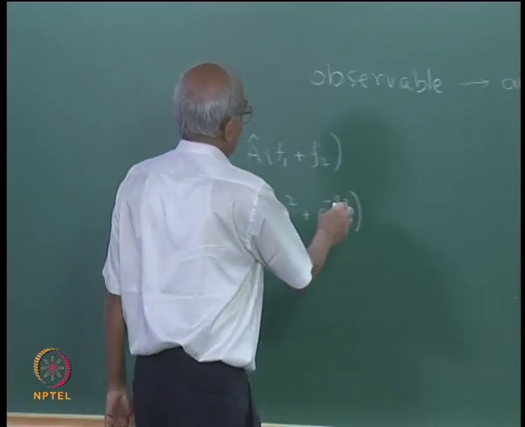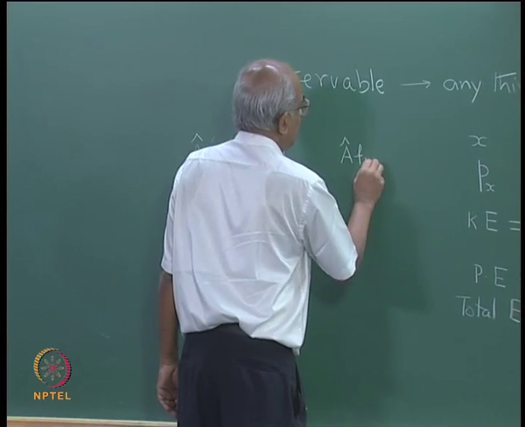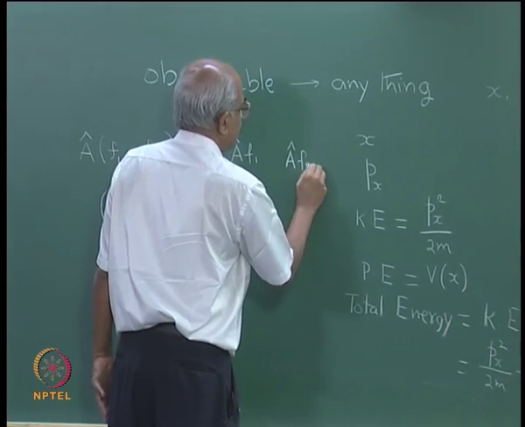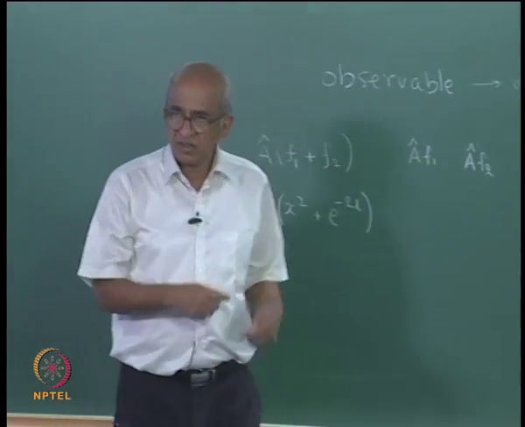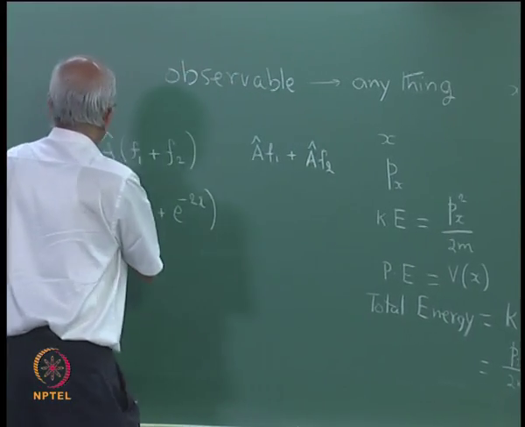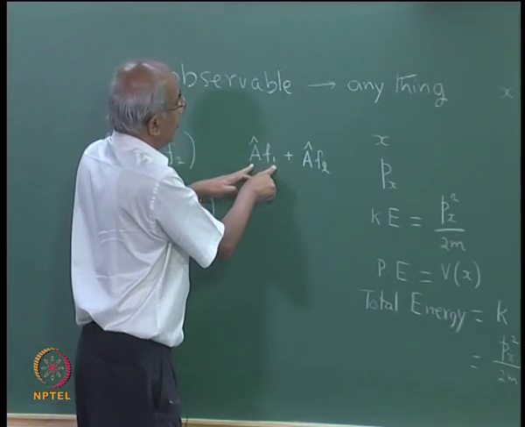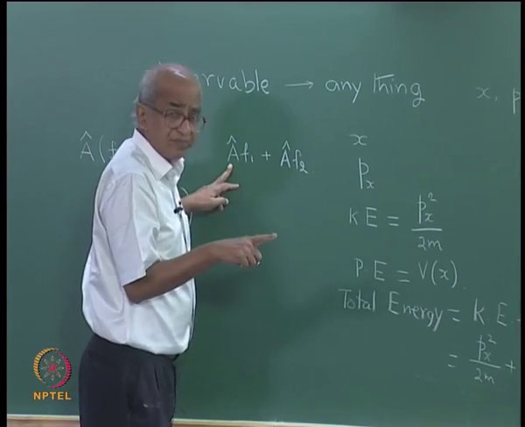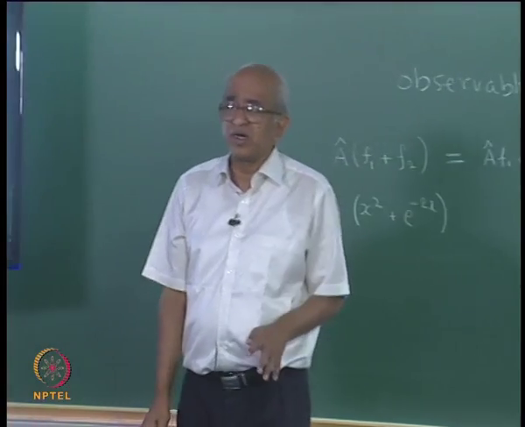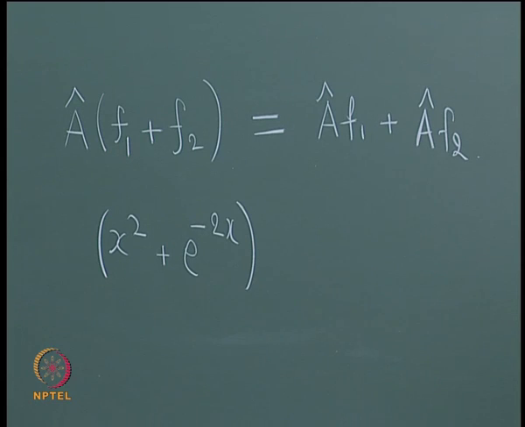and I can also allow A to operate upon f1, and upon f2 separately, and then of course I can sum the two. If it so happens that A operating upon the sum of f1 and f2 is equal to A operating upon f1 plus A operating upon f2, and this is satisfied for any arbitrary f1 and f2, then I say that A is a linear operator.